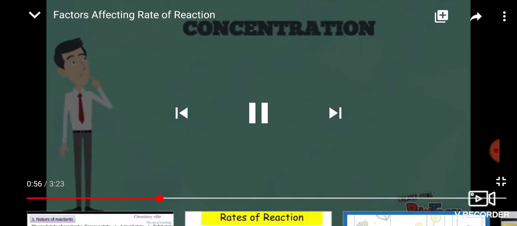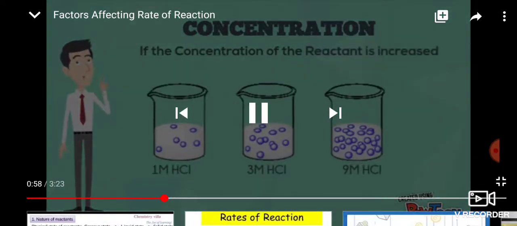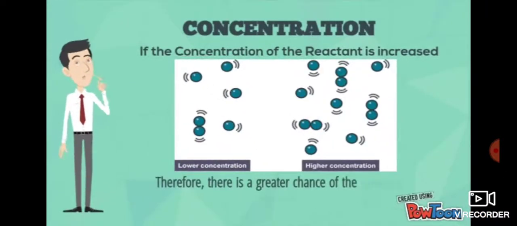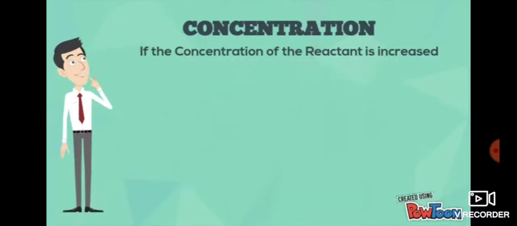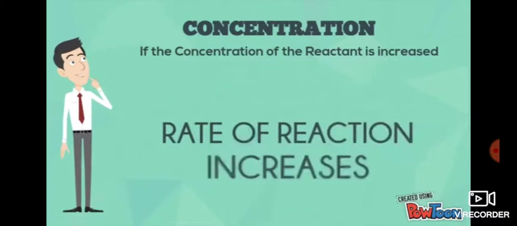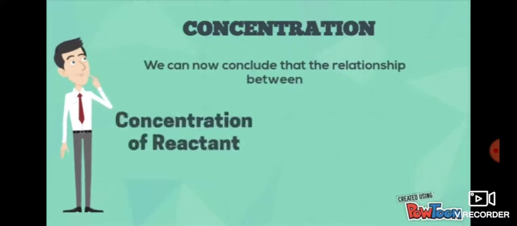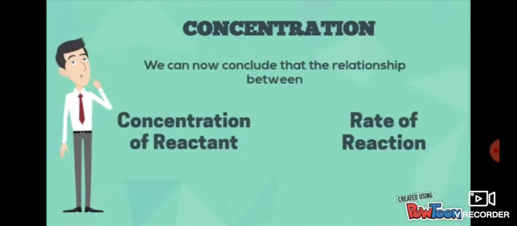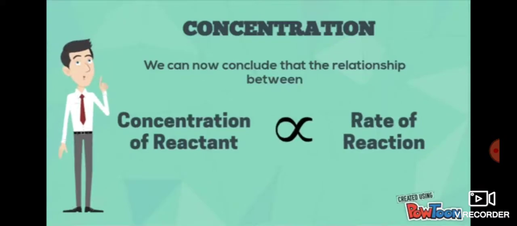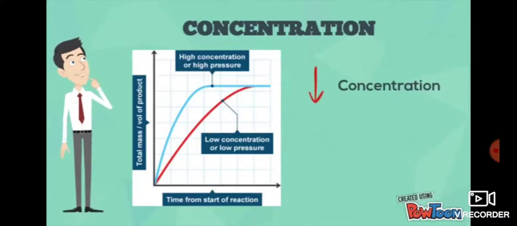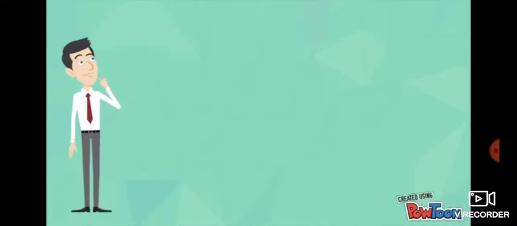With concentration. If the concentration of a dissolved reactant is increased, the reactant particles become more crowded. Therefore, there is a greater chance of the particles colliding. Thus, the rate of reaction increases. We can now conclude that the relationship between concentration of reactant and rate of reaction is directly proportional, since the higher the concentration, the faster the rate of reaction, and the lower the concentration, the slower the rate of reaction.